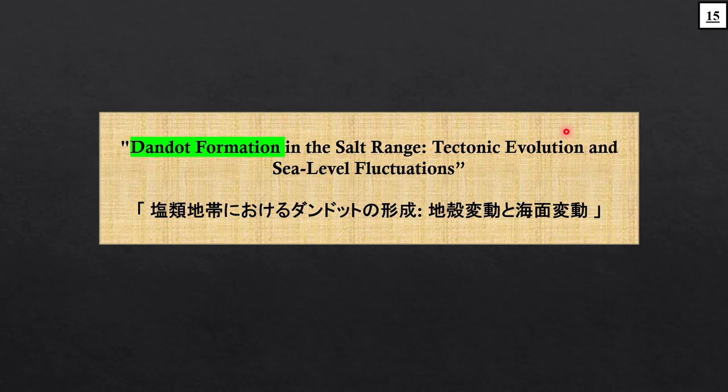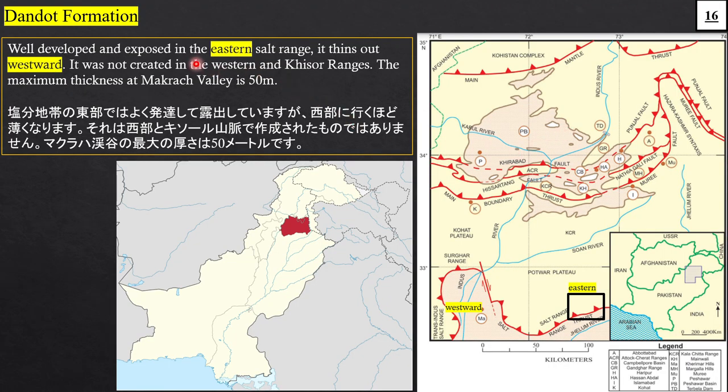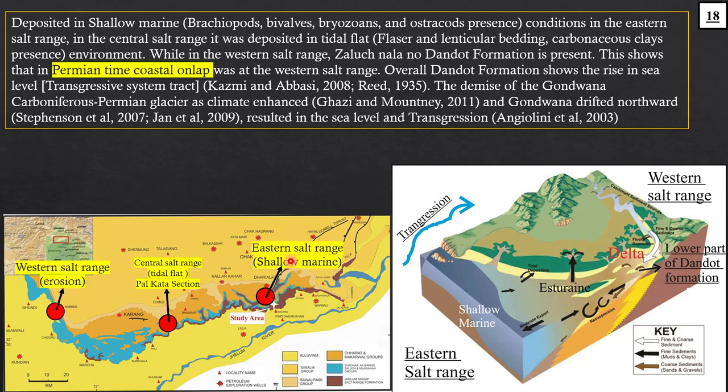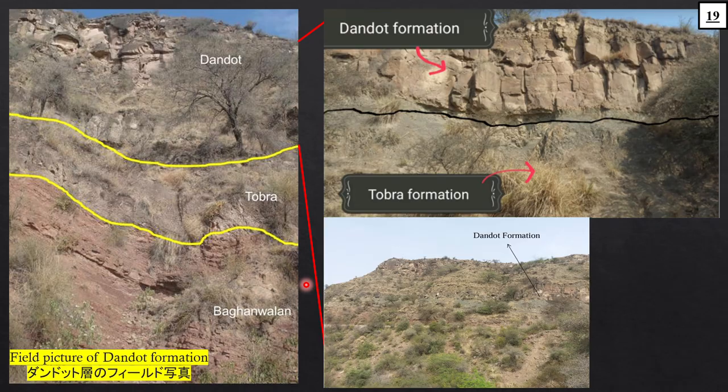Another is the Dandot Formation of the early Permian rocks. The Dandot Formation is exposed in the eastern Salt Range, but it pinches out towards the western Salt Range. Why does it pinch out? Because this area is elevated, and the eastern Salt Range is downward. So in the eastern Salt Range we have shallow marine, in the central Salt Range the tidal flat environment, and in the western Salt Range we have erosion. So the same Dandot Formation represents different environments, with the coastal onlap towards the west and the deposition going towards the east of the Salt Range.